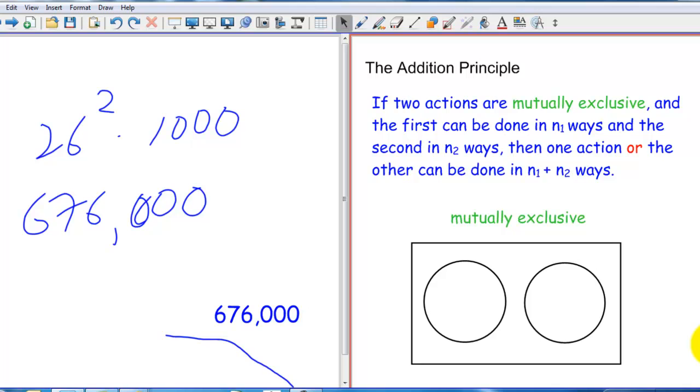Now, the addition principle. If 2 actions are mutually exclusive, and the first can be done in n1 ways and the second in n2 ways, then one action or the other can be done in n1 plus n2 ways. So that's basically what we're doing here. We're counting up the number of elements in this set, the number of elements in this set, and just adding them up. Because it's not a chain of events, it's an either-or situation. Now notice we don't have to subtract off the overlap because I've made these mutually exclusive, meaning no overlap. The intersection of A and B is equal to the empty set.